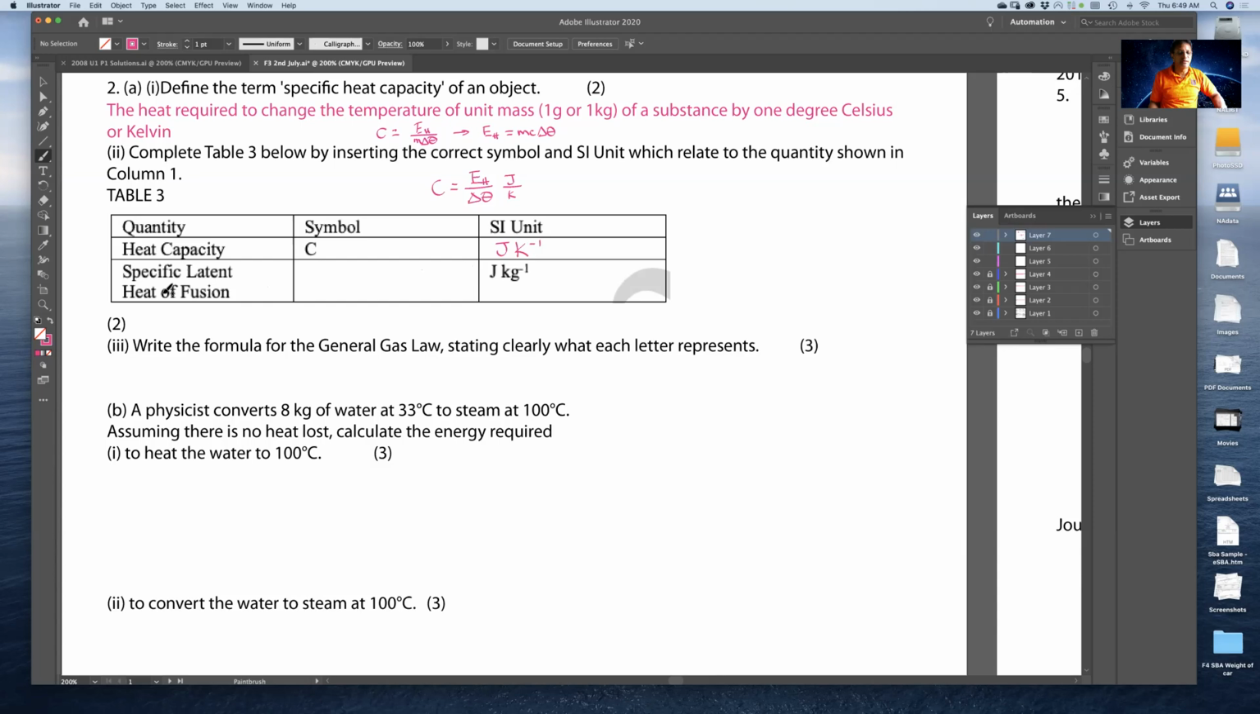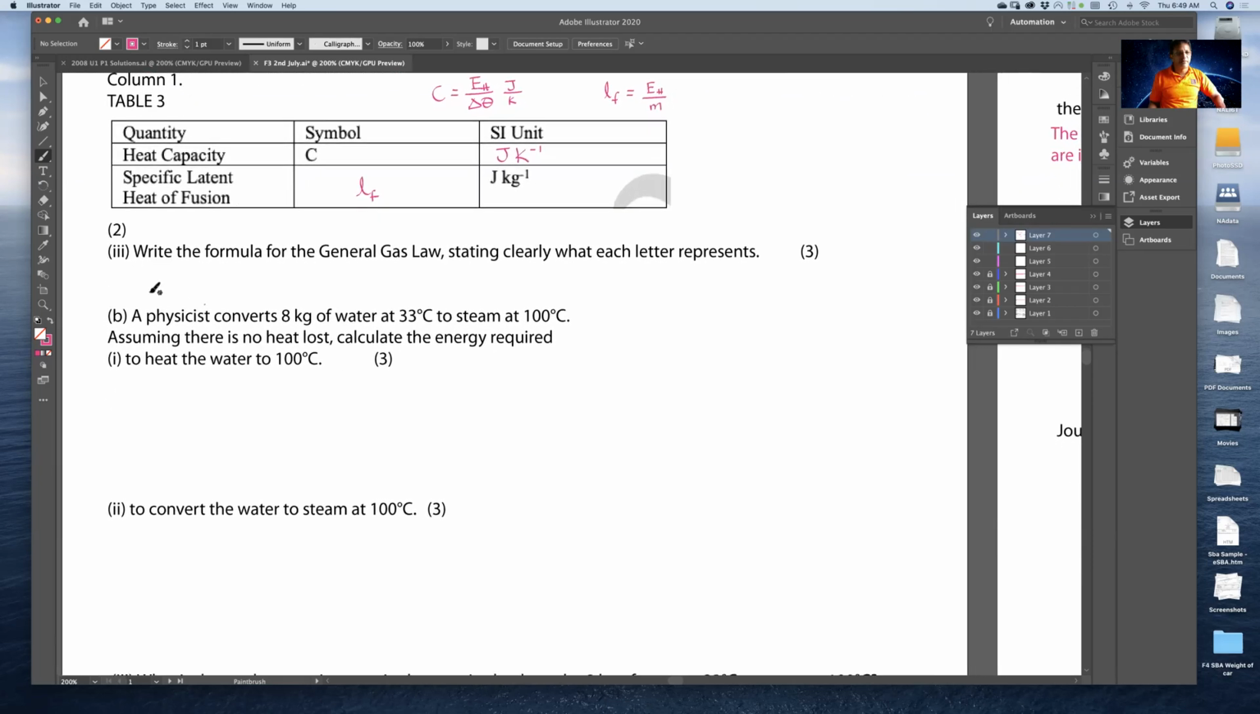The second one is the latent heat of fusion. We said that the latent heat of fusion, LF, is the heat energy required to change the state of unit mass at constant temperature, all right? To change a unit mass of a solid to a liquid without temperature change. And that's why the symbol for the latent heat of fusion is capital L subscript F.